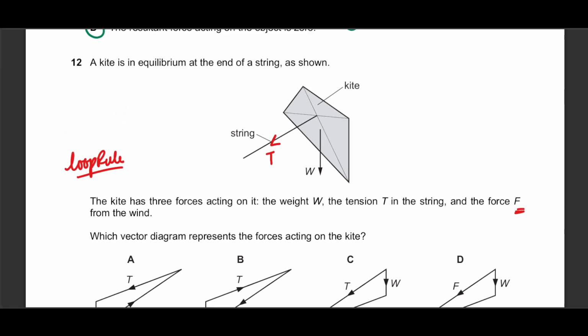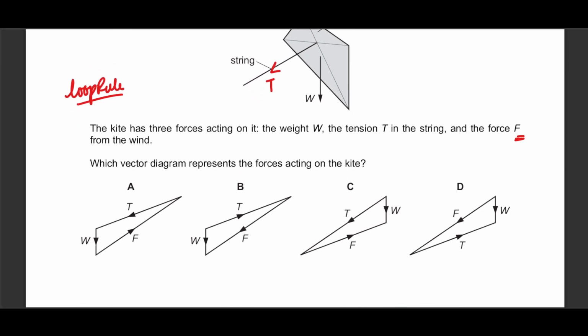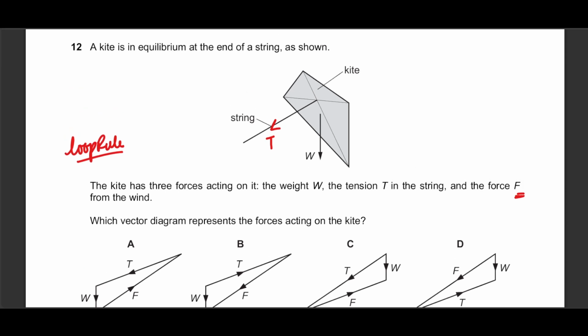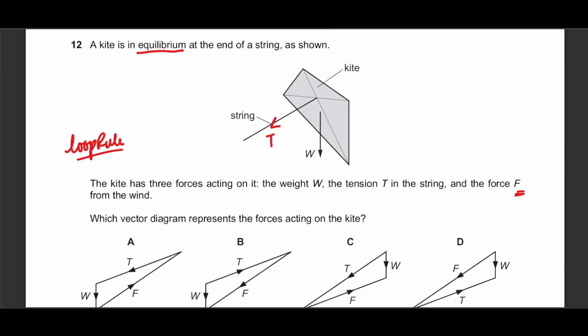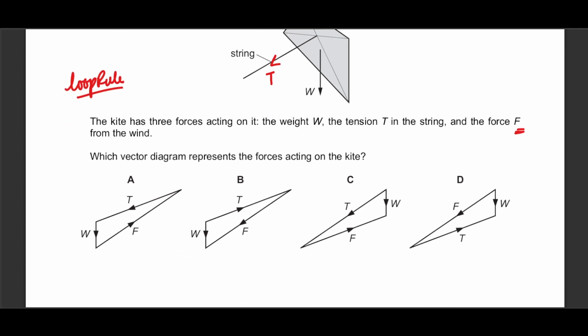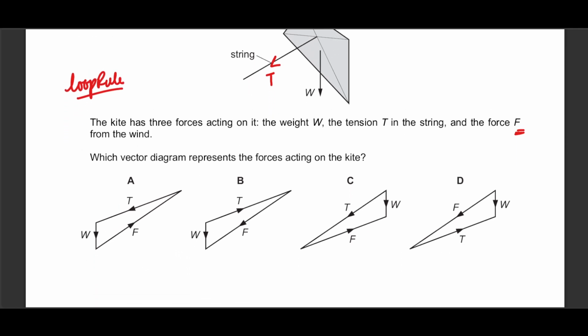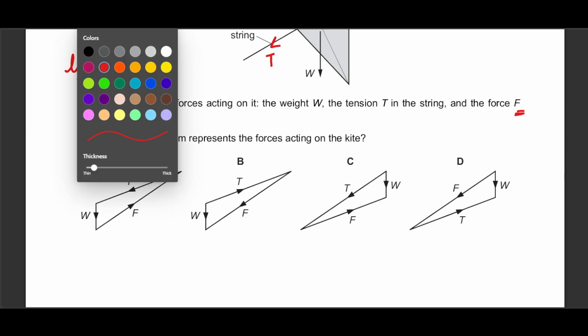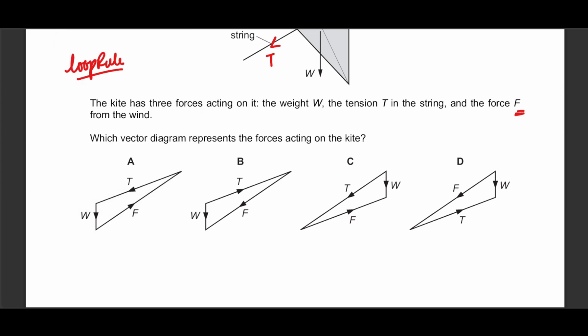You see, if the kite is in equilibrium, we must have mentioned somewhere. So the kite is in equilibrium. Forces are not going to produce a net resultant force. So the loop rule is about picking any vector from the diagram and seeing if the loop completes itself. So T says go here, W says go here, F says go here. So I can say that the loop is completing in this option. This is my answer, but let's try the loop rule on the rest of the options.